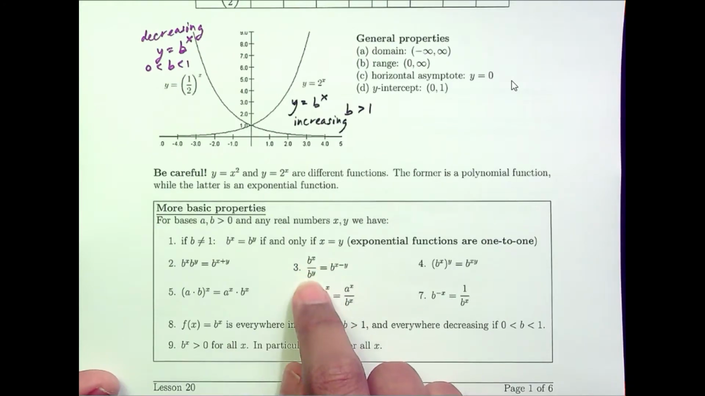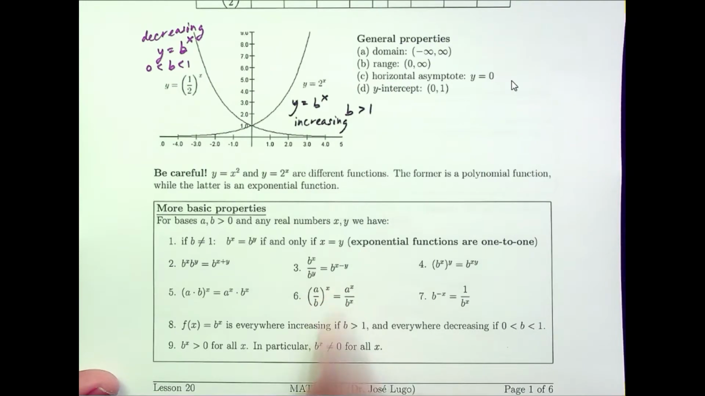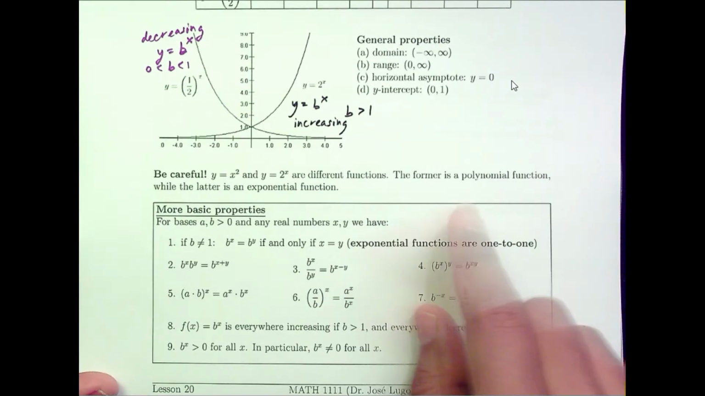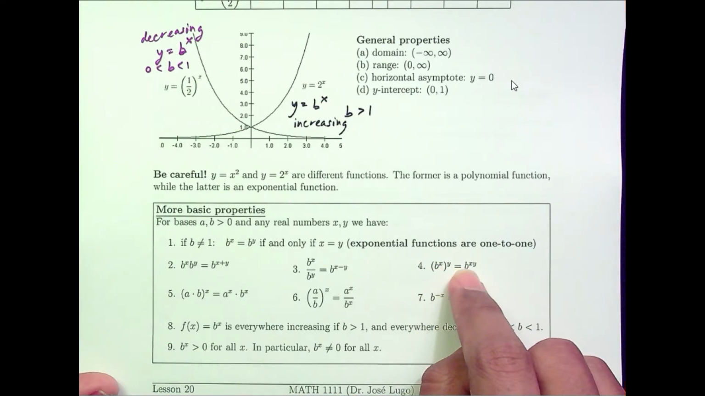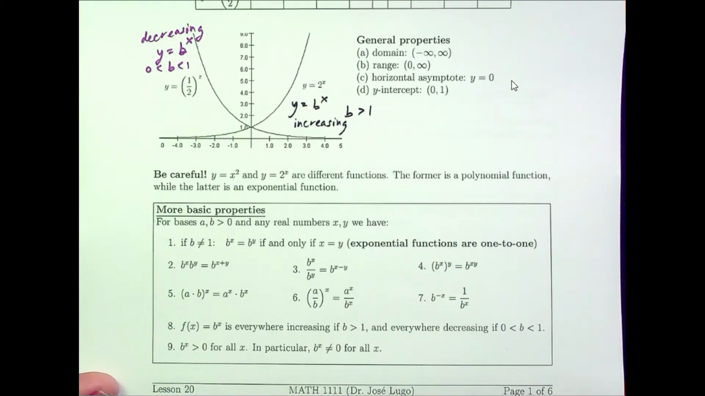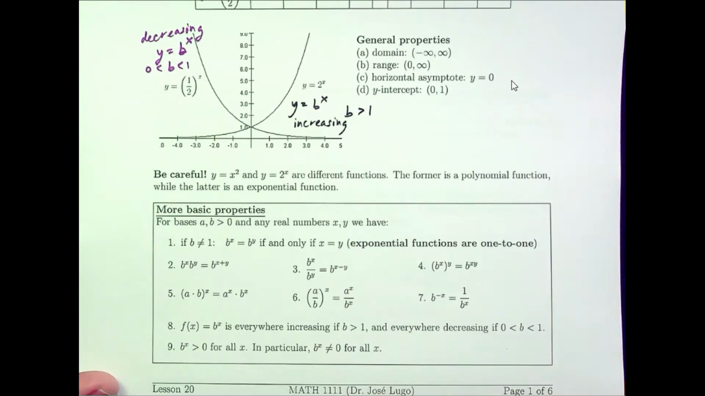And dividing two exponential functions with the same base, you can just subtract the exponents. You can distribute exponents like that over a quotient: a over b, all that to the x equals a to the x over b to the x. And if you have two exponents back to back like that, you just multiply them. And if you have a negative exponent, then it's the same as just flipping the thing and keeping the exponent positive.